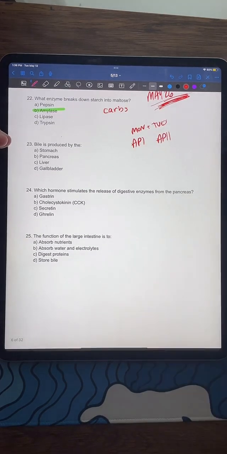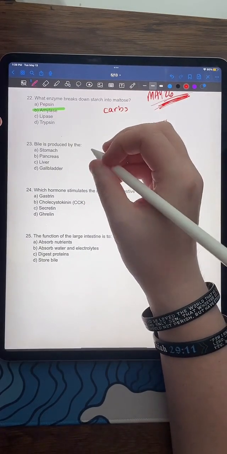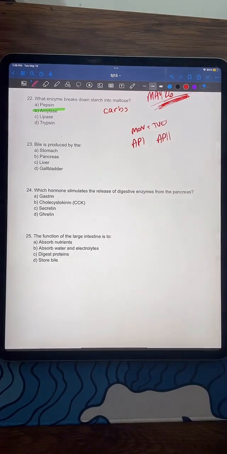Number 23, bile is produced in the... So think about, it's produced and then it's stored and released. So what is it produced by?